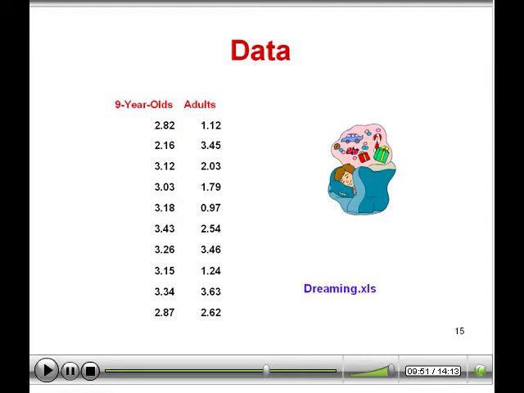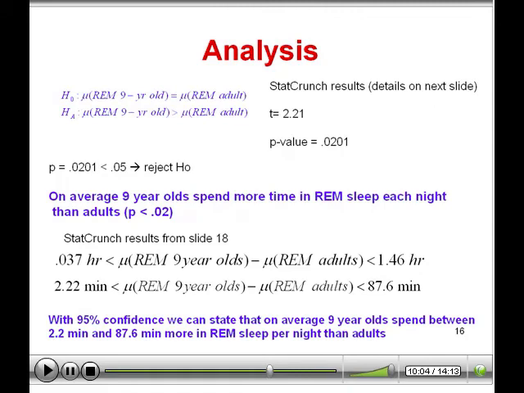Here we have another sample study aimed at comparing, this time, the average number of hours of rapid eye movement sleep for adults and 9-year-olds. On this slide, I have summarized all the results that were provided by StatCrunch. In a moment, we'll walk through the mechanics of how these results were obtained, but for now, let's focus on interpretation. The null hypothesis is that the mean rapid eye movement sleep is the same for 9-year-olds and adults, and the alternative is that 9-year-olds have more rapid eye movement sleep.